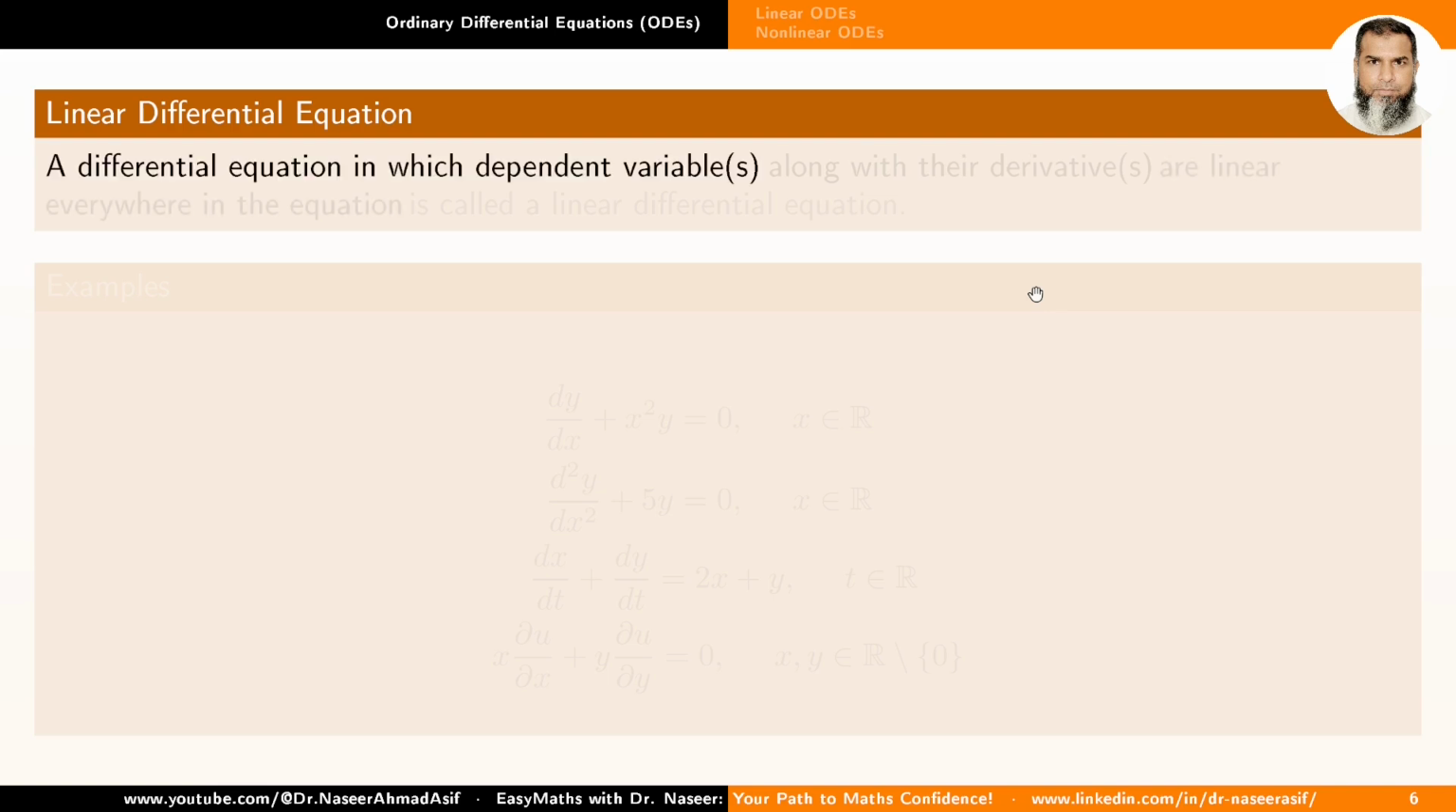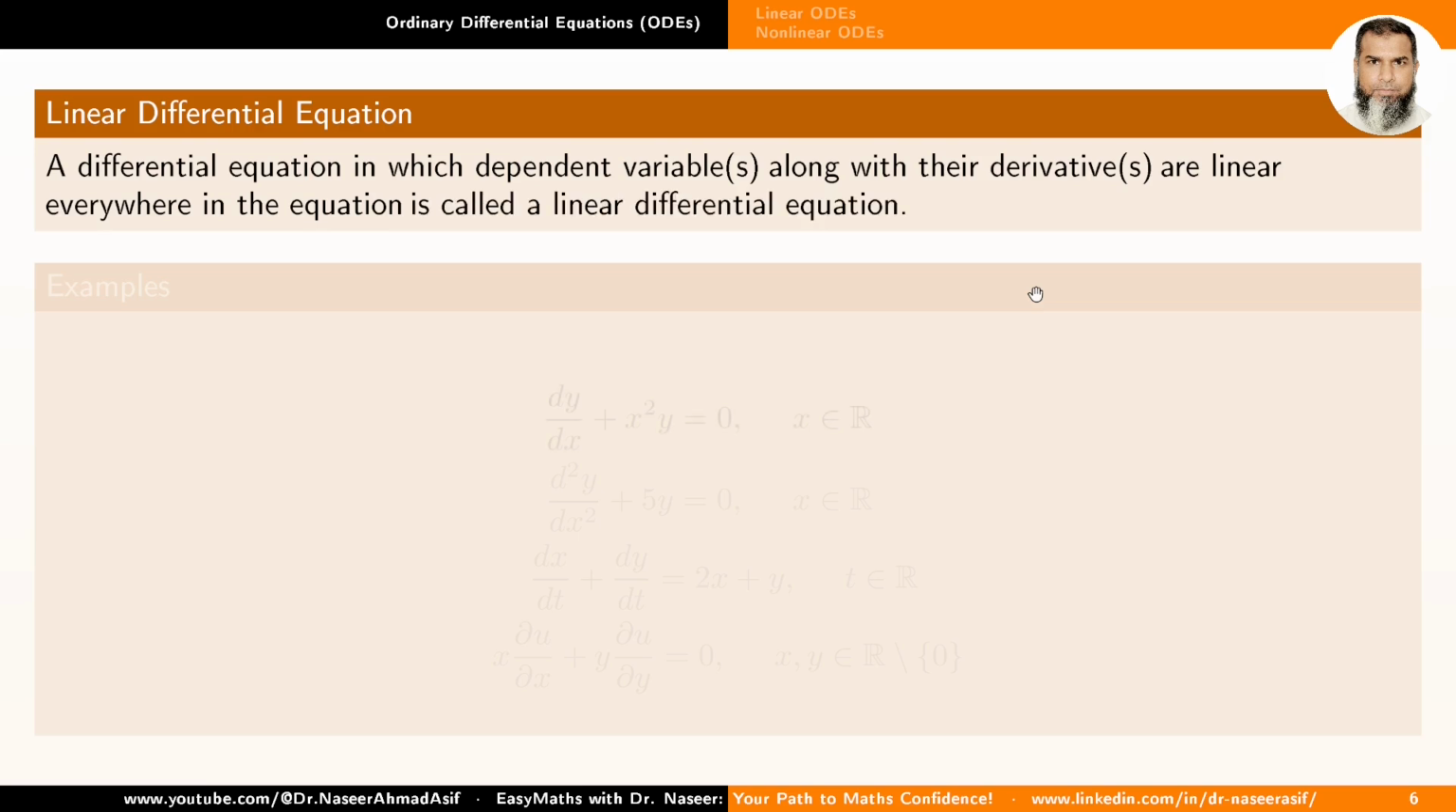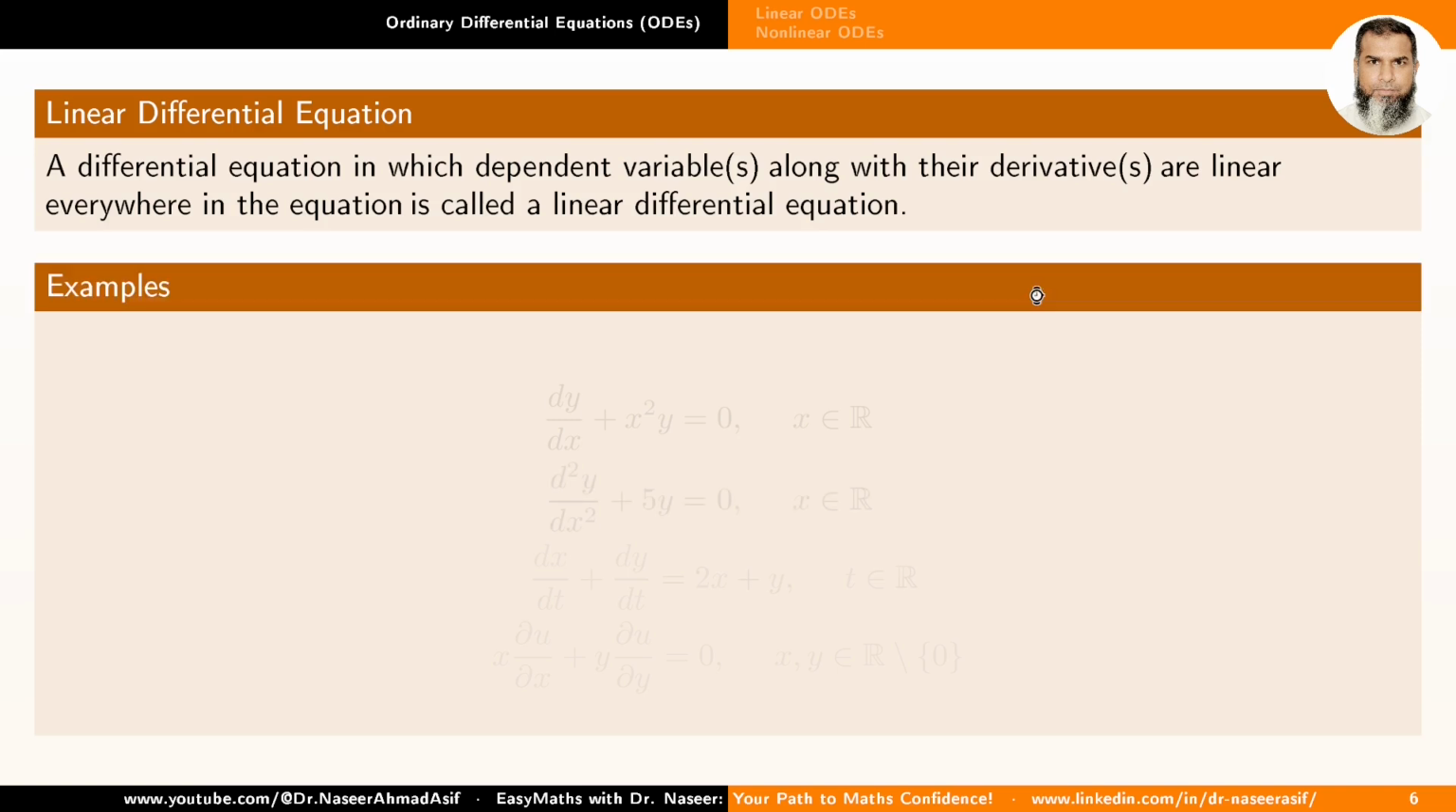A differential equation in which the dependent variable or variables, along with their derivative or derivatives, are linear everywhere in the equation is called a linear differential equation. We'll see some examples. This is dy by dx plus s square y is equal to 0, where s belongs to R.